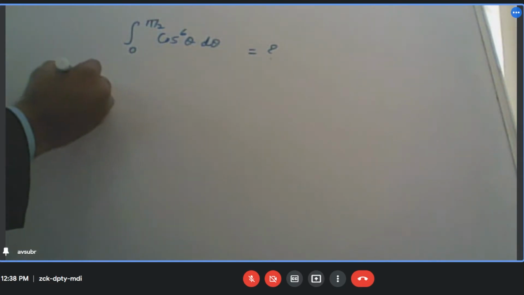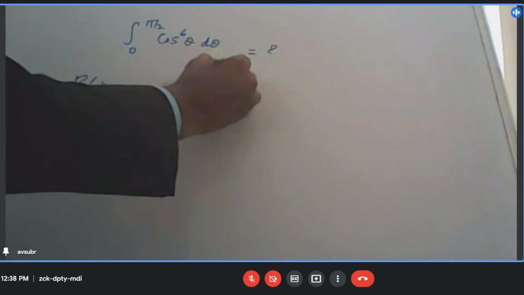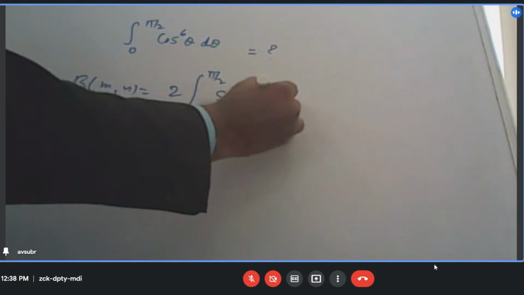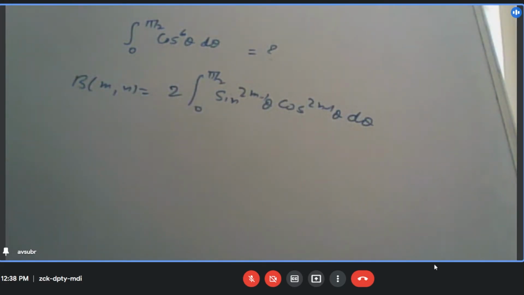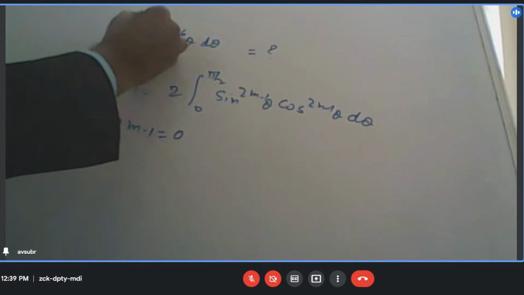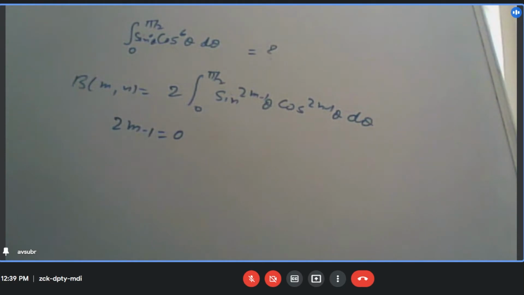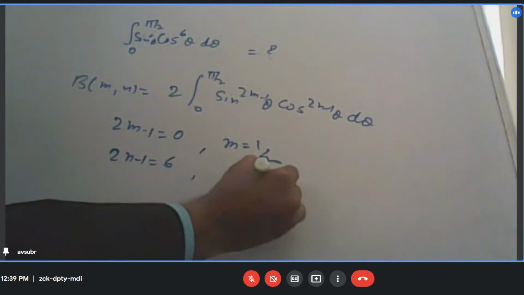So I know that beta function is defined as twice of 0 to pi by 2, sine to the power 2m minus 1 theta, cos to the power 2n minus 1 theta d theta. We can define beta function in trigonometric form like this. So 2m minus 1 is equal to 0, because here I can write sin to the power 0 theta. Any problem? So m is equal to 1/2, and for cos, 2n minus 1 is equal to 6, so n is equal to 7/2. Can I write down?